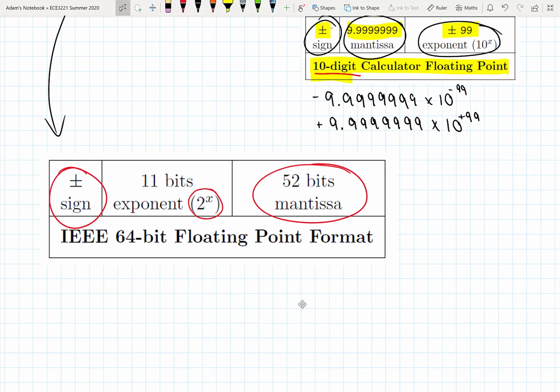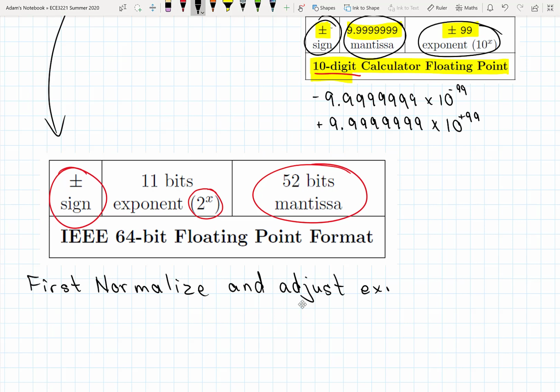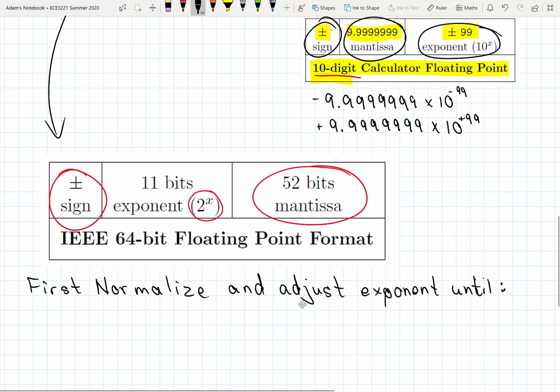Okay, so how do we get a floating point number into this format? Let's work through how this might happen. The first thing we need to do is normalize and adjust the exponent until the mantissa is in this format.